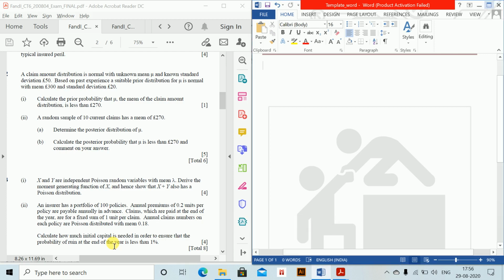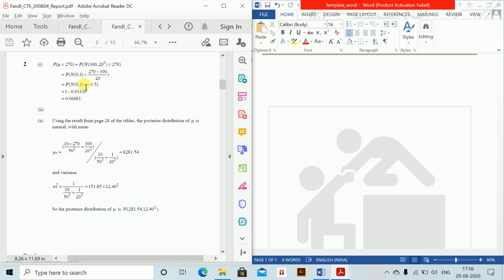Bayesian estimation. So let's do this. A claim amount distribution is normal with unknown mean mu and known standard deviation 50. Based on past experience, a suitable prior distribution for mu is normal with mean 300 and standard deviation of 20. Calculate the prior probability that mu, the mean claim amount, is less than 270. So you need to calculate the probability.